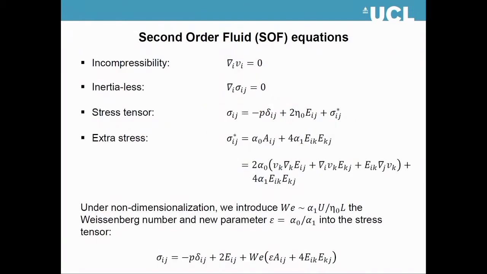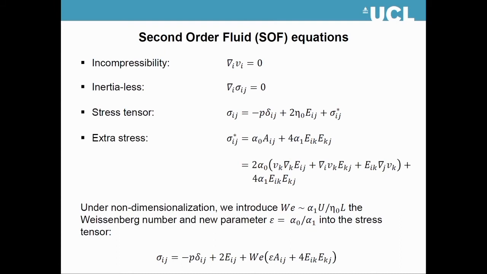The second-order fluid equations. They look a bit like this. You have your classic incompressibility. I apologize for the index notation. It just works better for me. It's inertialess. This is a momentum balance. It comes directly from Navier-Stokes under negligible Reynolds number. We have a stress tensor, which is your classic Newtonian stress tensor, plus this extra sigma_ij star, which is your extra polymeric stress, the non-Newtonian part of the stress, which is where the second order part comes in.